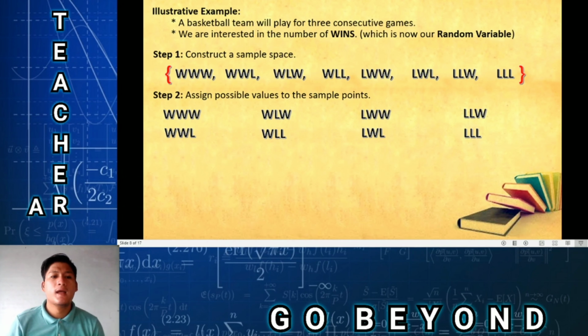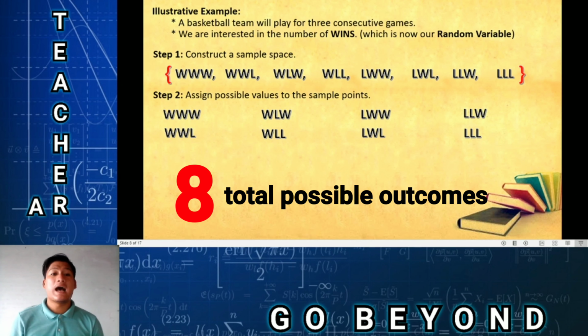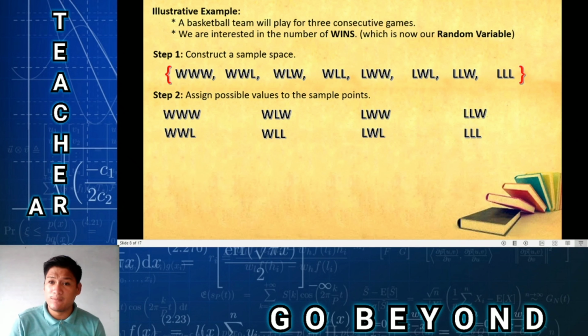Okay, step 2, we have to assign possible values to the sample points. Listen. In step 2, we have to list down all the sample points from the sample space. Nakita nyo yan. So we have 8 sample points. We have 8 possible results after playing the 3 consecutive games. Again, we need to focus on our random variable. What is our random variable? Yes, we are focusing on the number of wins because wins is our random variable.